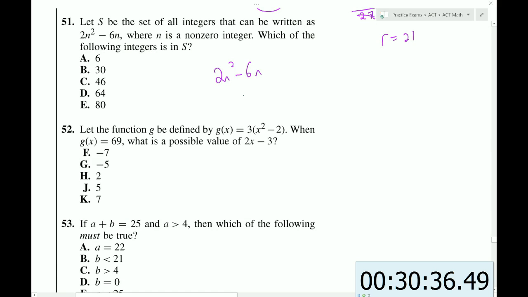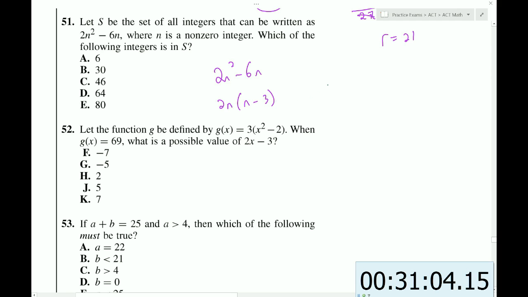Well, one way to do it is just to see which of these could possibly be an output where n is an integer. But probably an easier way would be to just pick a number for n and see if I can build up some by hand. So I'm considering factoring this. I would get this, right? Factoring out 2n, I'm left with n minus 3.